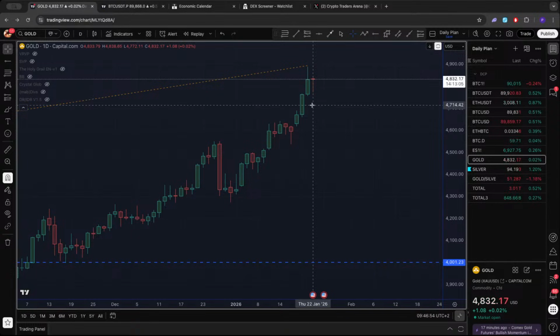Sorry, but no EM on daily, no top on gold. I'm trying to keep it simple. No EM on daily, no top on gold. Don't bet short on gold just because it's so high. It could go a lot higher.